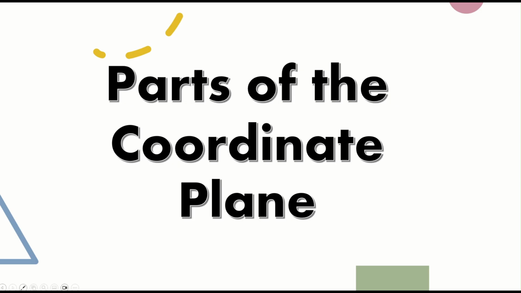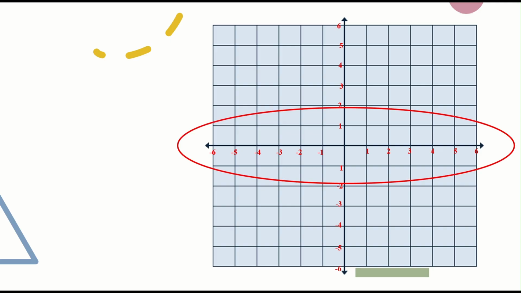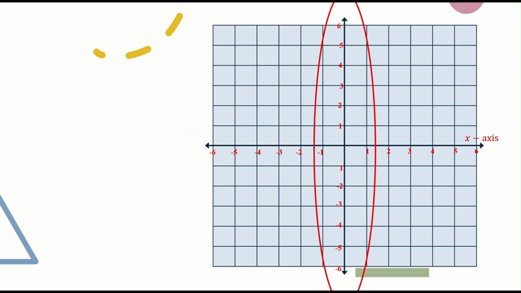Parts of a coordinate plane. Let's go ahead and label what the horizontal axis is. The horizontal axis is the x-axis. The vertical would be my y-axis. Where those 2 axes intersect, that is my origin, always represented with the ordered pair 0, 0.